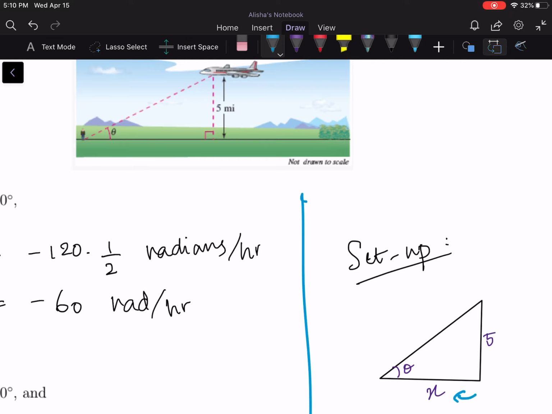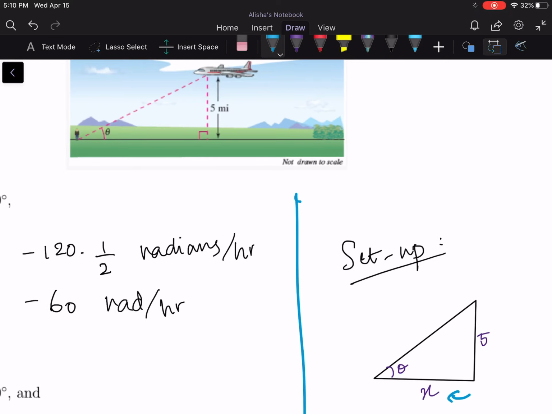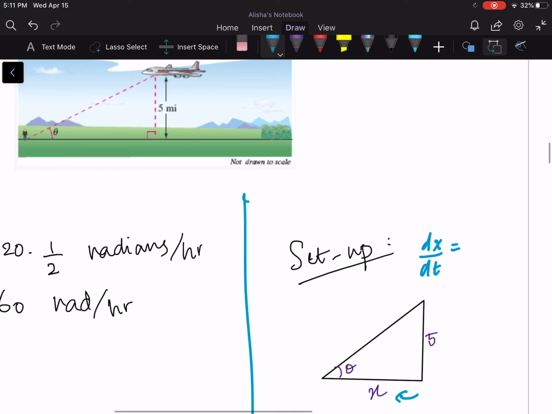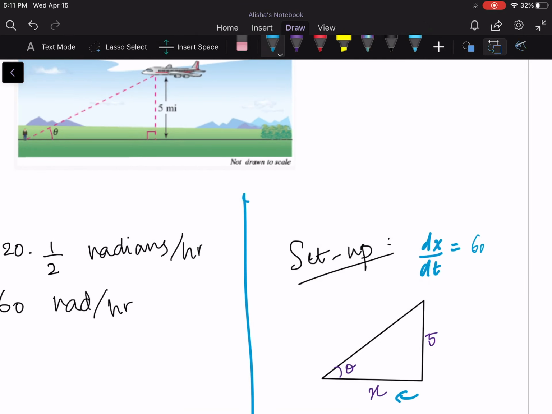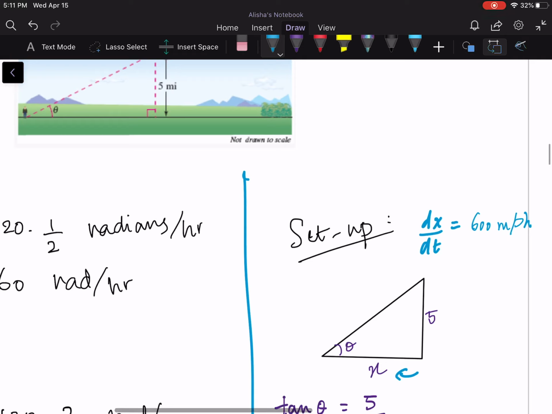x, right? And the reason I've done that is because the question tells us actually what dx/dt is. Namely, dx/dt is 600 miles per hour. So that's why I felt it was important to give a name to that side, because we're told information about the derivative of that side in the question.